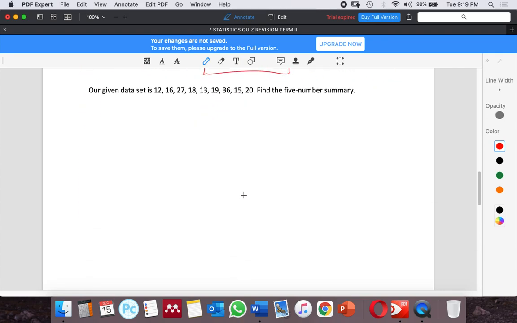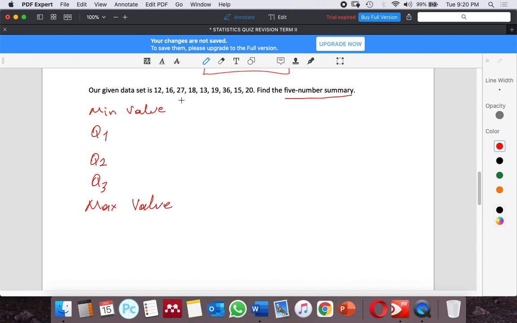Now let's go for the other question. Find the 5 number summary. What is the 5 number summary? It means the minimum value, Q1, Q2, Q3, and the maximum value. These are called the 5 number summary, and we use them to draw box plots or whisker plots. But the question is not plotting, just finding these values.